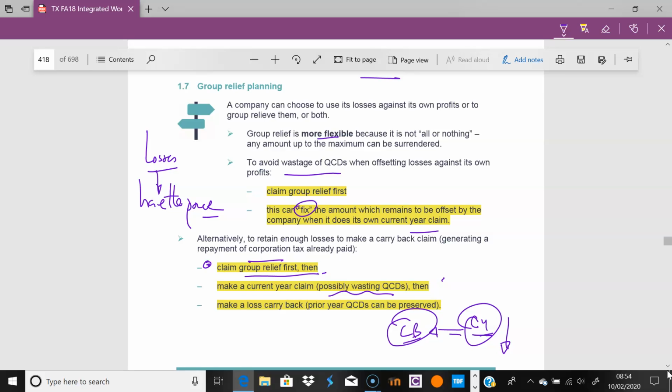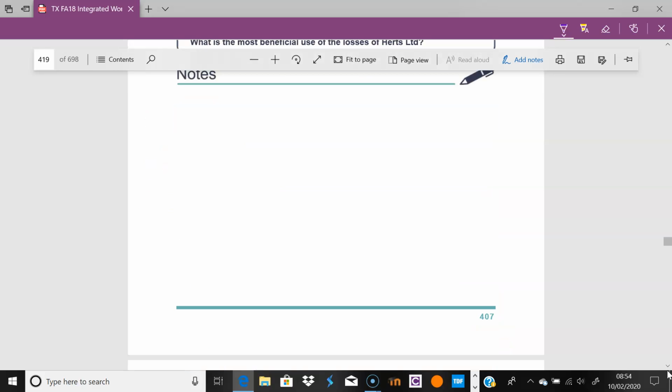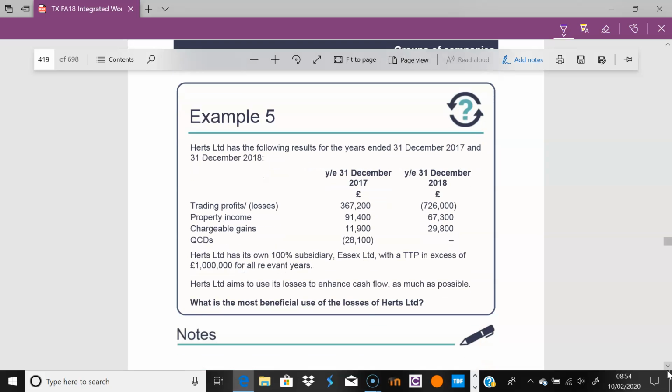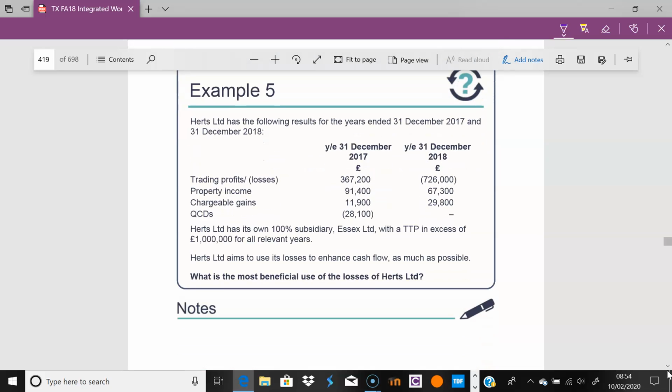So we need numbers, right? We can talk all day, but the key point is seeing how this actually works in reality. What we have in this example is a company called Hertz, and Hertz has the following results. Hertz has this loss, and Hertz is the one with the power. Hertz has this loss of 726,000.